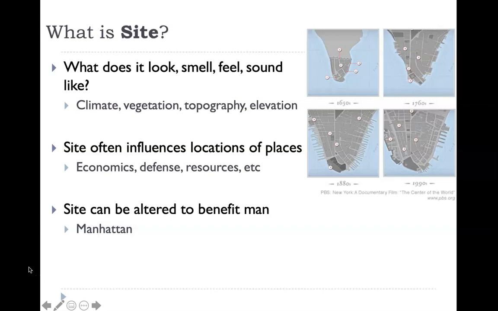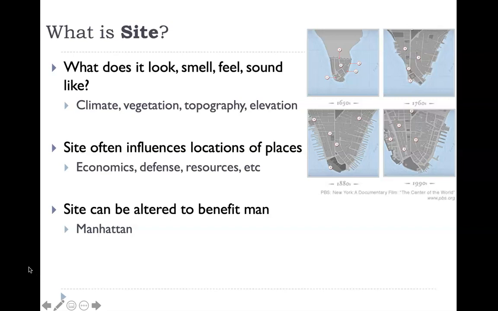To avoid water, right? But also as a defensive mechanism, right? So again, we look at the location of places, economics. You want to be on rich land or something along those lines, defensive purposes in terms of topography, things like that. Now, keep in mind, we can alter these things.